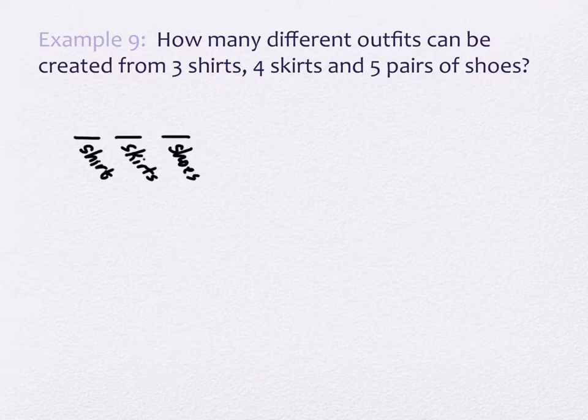So how many shirts do I have? 3. How many skirts? And how many shoes? 5. And the fundamental principle of counting says I just multiply those possibilities together, and that will give me the total number of possible outcomes for outfits that I have. And what would I get if I multiply 3, 4, and 5? There are 60 outfits.